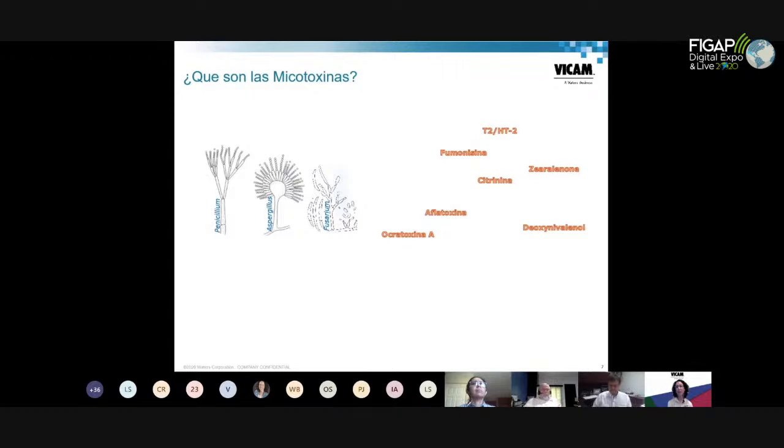And aflatoxin is produced by an Aspergillus mold. That's how it got its name, aflatoxin.